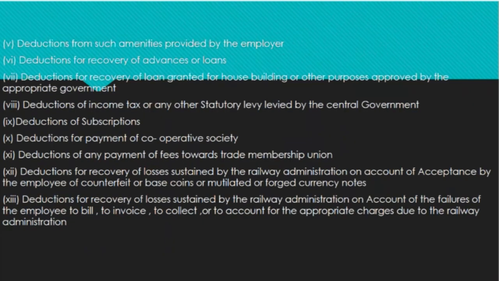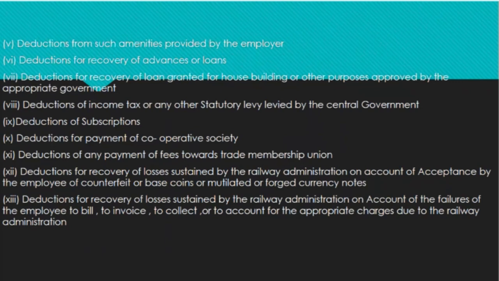Deduction for any other amenities provided by the employer. PF, pension, as per the statute, if any deduction is to be made, it will be made. Income tax, as per statute, we will have to reduce from wages. Trade unions: if he is part of a trade union, the trade union fee will be reduced from the wages. Cooperative societies, it will be reduced from the wages.